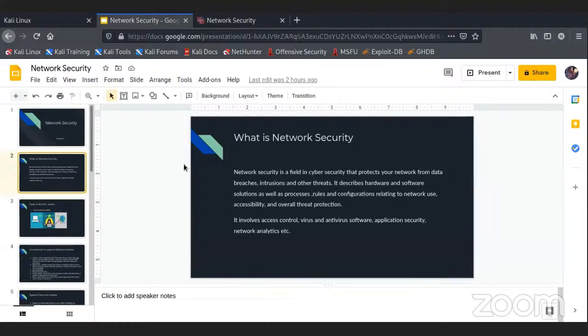So network security is a field in cybersecurity. Basically, it's about protecting our network from data breaches, intrusions, and other threats. This describes hardware and software solutions as well. I really don't want to talk too much, but basically it's about protecting our networks from any attackers accessing our data or modifying it, using it in the way we wouldn't want. So I'm gonna jump into types of network attacks.